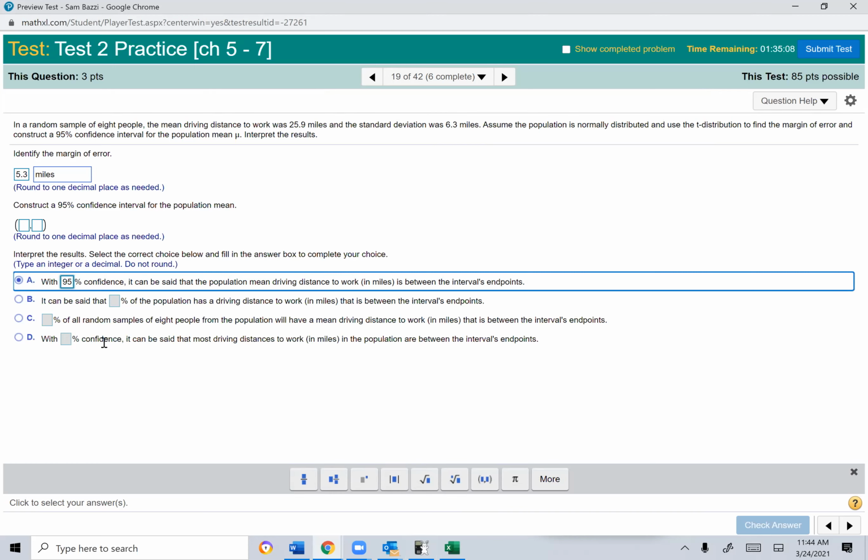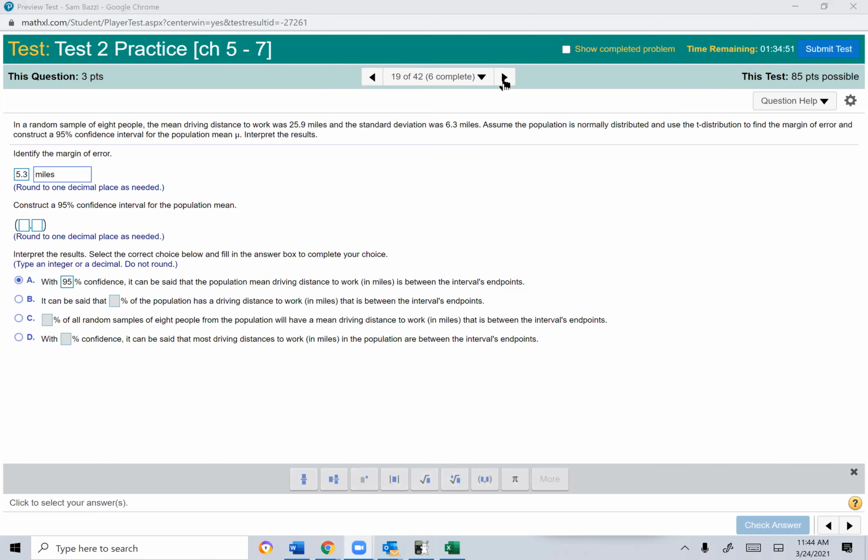The D is wrong. It says it can be said that most driving distances. I told you guys, it's with 95% confidence, the population mean is between this and that. That's the language that you have to select always. All right, let's do the next one.